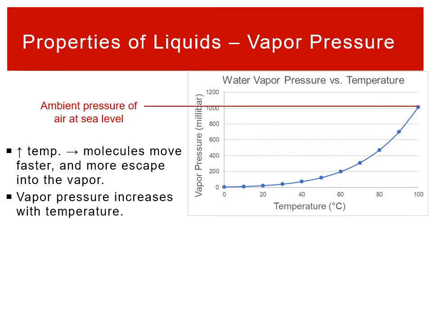This right here would be ambient pressure of air at sea level. So this is in millibar. So ambient pressure is about 1 bar, which is just over 1,000 millibars. This is 1 atmosphere, the pressure unit for ambient pressure at sea level. And if you'll note where that line crosses is 100 degrees Celsius, which is the temperature where water boils. This is not accidental.